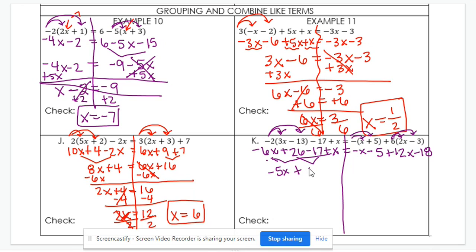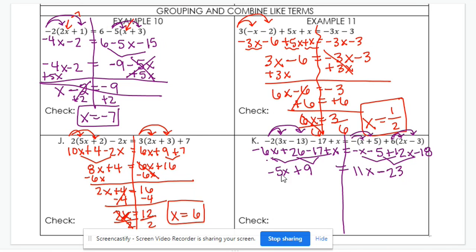So plus 9. On the right side, I'm going to combine the x's. Negative x and positive 12x. That's a positive 11x. And then negative 5 and negative 18. Same signs, add and keep. It's a negative 23. All right, so now we have variables on both sides.